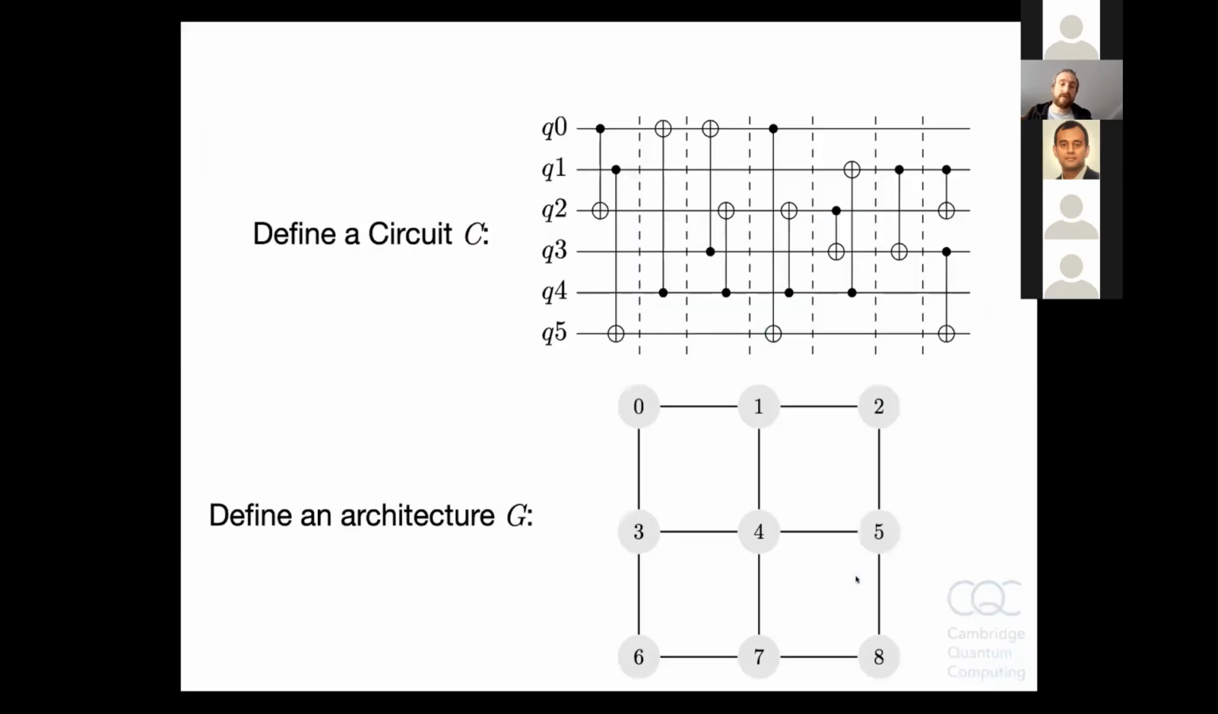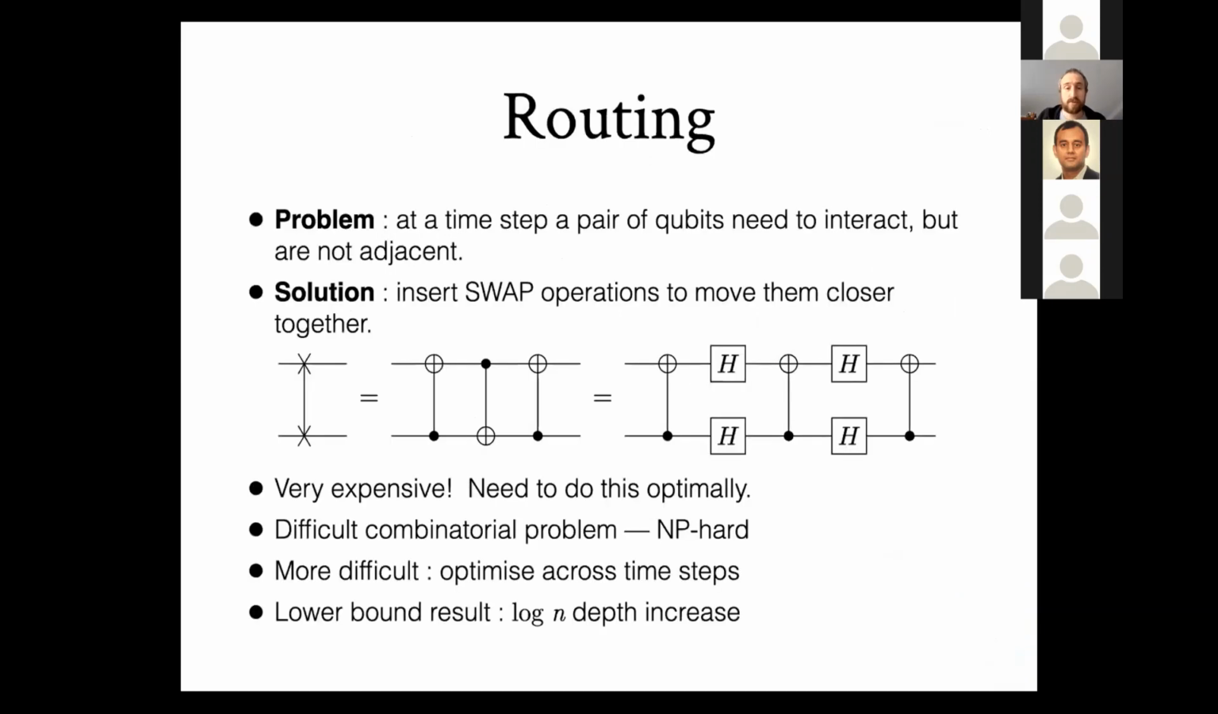So the problem of routing then is to make it fit. So we start off with a circuit which we want to run, and we have an undirected graph which we call an architecture. And the architecture is just which qubits are connected to which qubits. And then the problem of routing is to find a way to get an interaction which is not possible in the graph to become possible. And we do this by inserting swaps into the circuit.